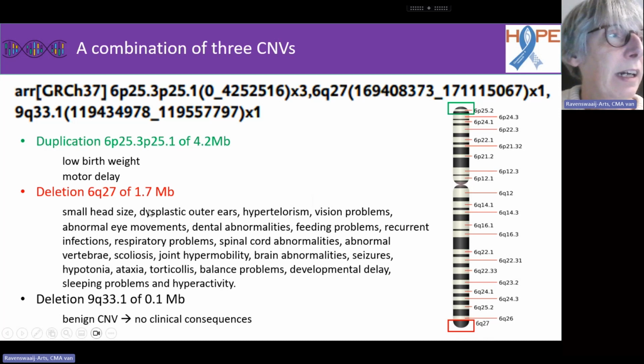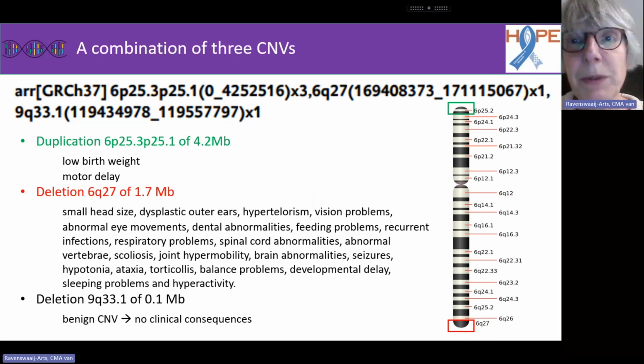These listed here are the clinical features that are commonly seen in these kinds of deletions, and in one of the following webinars we'll talk more in detail about this. But you can see there's a lot of features that can be present when you have the deletion of that part of chromosome 6, like a small head size, dysplastic ears, hypertelorism, which means wide-spaced eyes, vision problems, dental abnormalities, feeding problems, etc. So a long list of features that can be present. They do not necessarily all have to be present, but these are the features that we commonly see in patients with a terminal deletion of chromosome 6q.